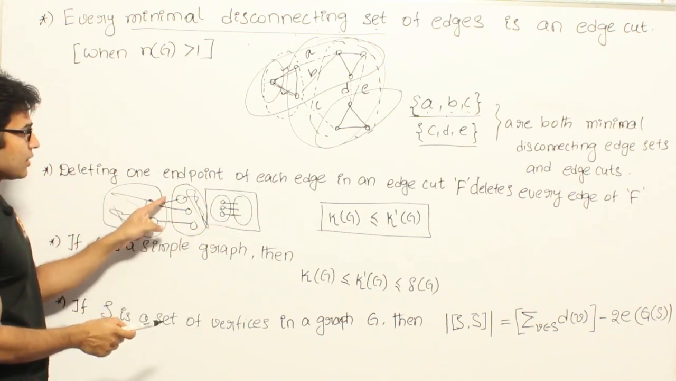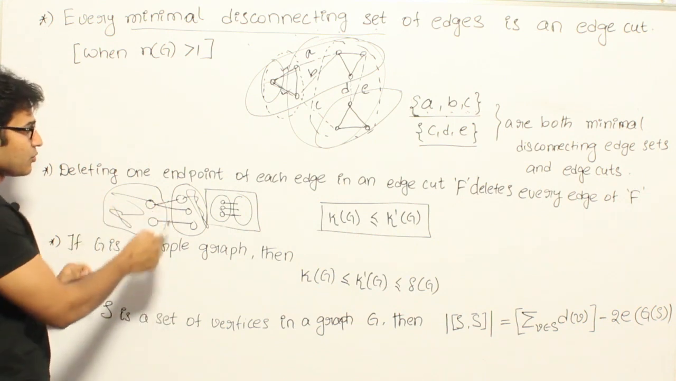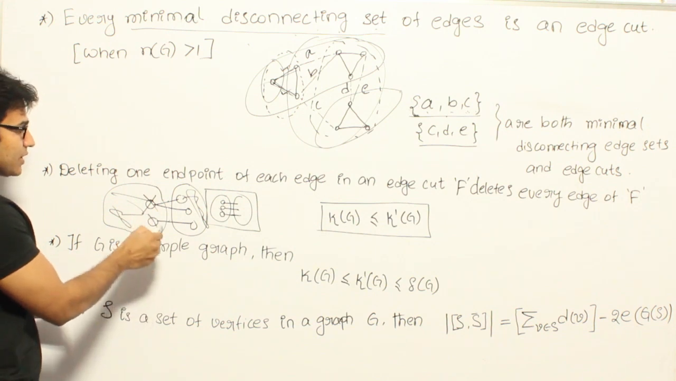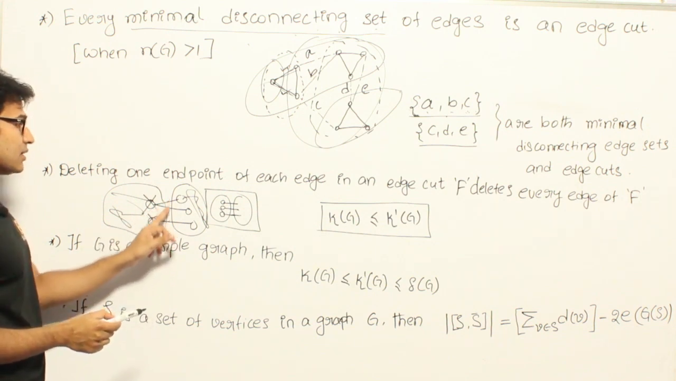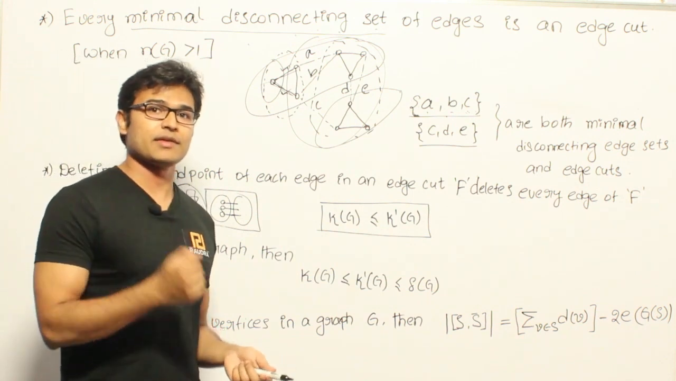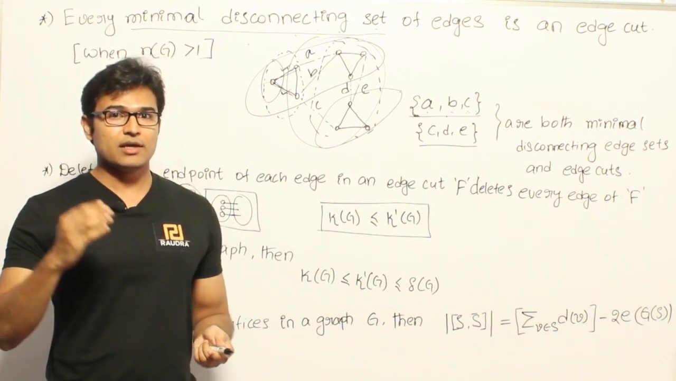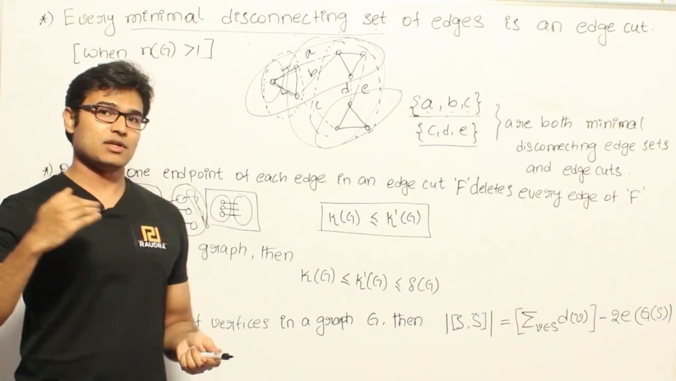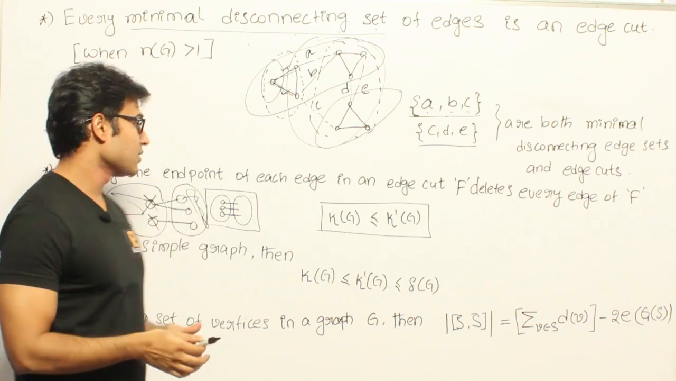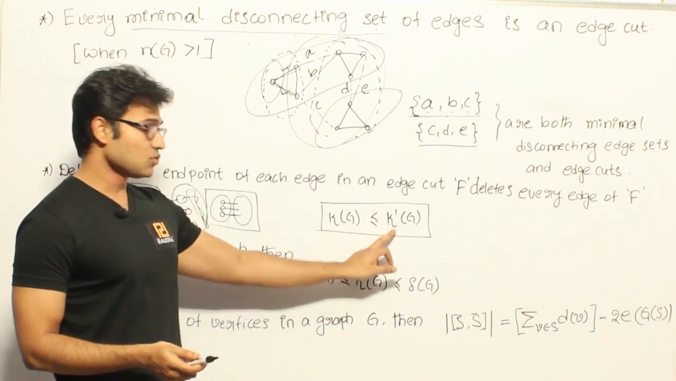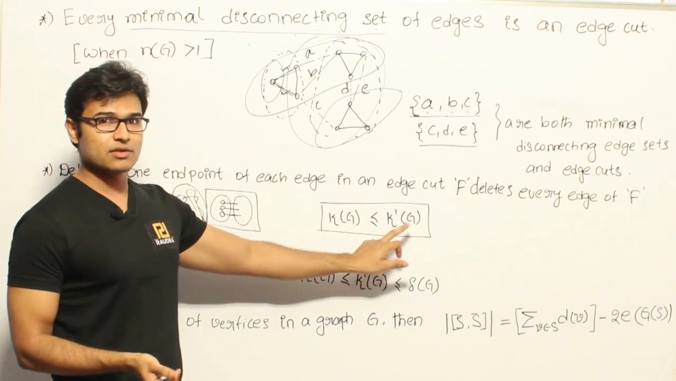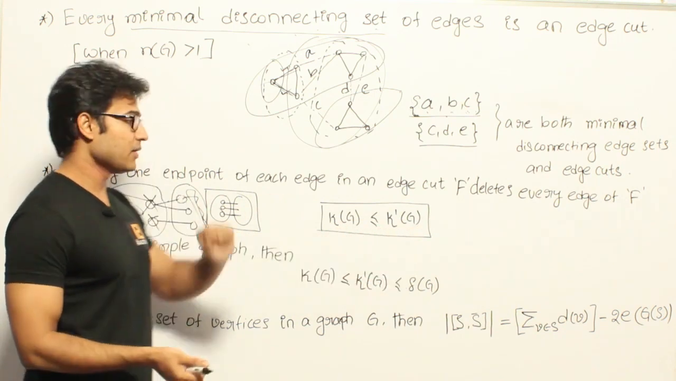Then what does it mean? You cannot disconnect this graph without removing all the three edges, but if you delete this vertex and this vertex, that is enough to delete these three edges. Therefore, in some cases you might even get vertex connectivity less than edge connectivity. In worst case, your vertex connectivity will never be greater than edge connectivity. In best case, you might get less than that. Therefore, this rule is true for any graph, which means your vertex connectivity is always less than or equal to edge connectivity. Got it?